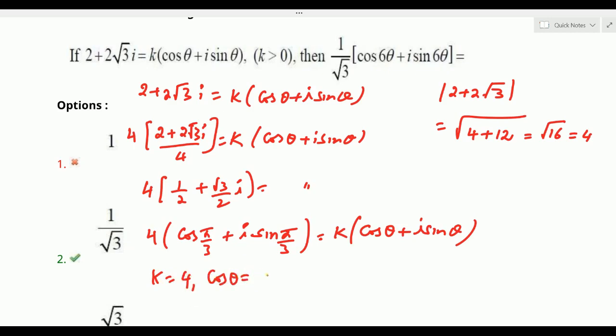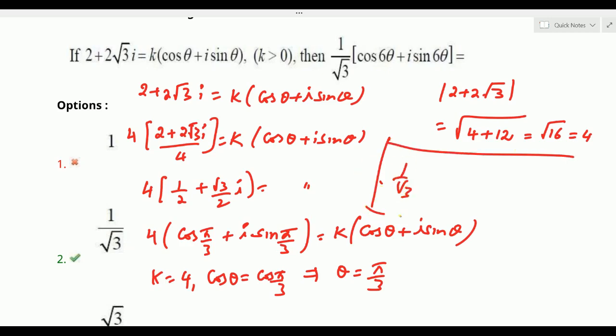Cos theta is cos pi by 3. అంటే theta ఎంత? pi by 3 or not? Cos sin యూజ్ చేసుకోండి, theta ప్లేస్ లో pi by 3 వచ్చింది. Theta pi by 3. What is asking? So is asking clearly 1 by root 3 of cos 6 theta అంటే 6 into pi by 3 plus i sin 6 into pi by 3. మనకు అడిగిన రిజల్ట్ 1 by root 3 of cos 6 theta plus i sin 6 theta కదా. theta ప్లేస్ లో pi by 3 పెట్టుకున్నాను.